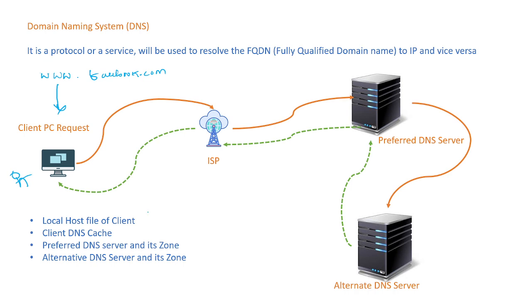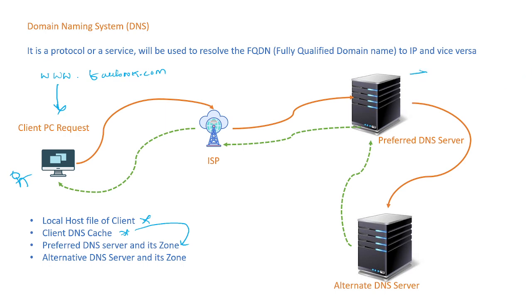Now it comes here and checks, but it does not find the entry here. Then the query will go to the DNS cache. The DNS cache also does not have it. So if the entry is not present in the host file of the computer, it goes to the local DNS cache, the client DNS cache. If that is not present there, then the request will go to the preferred DNS server.